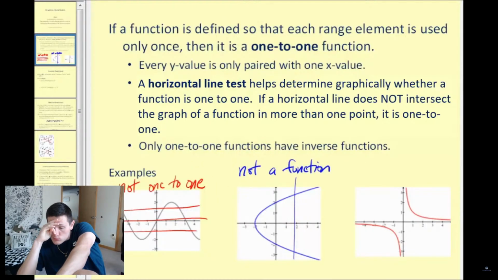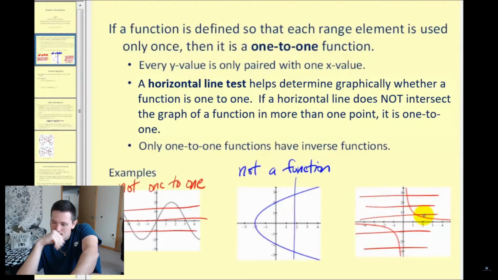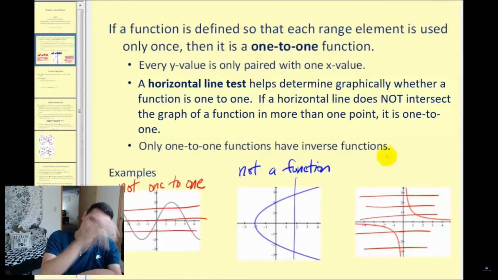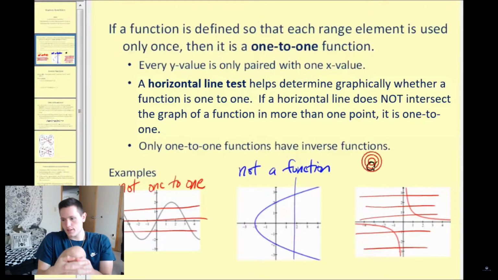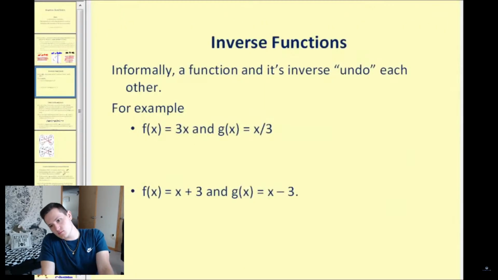So this last graph is the only function that is also a one-to-one function because these horizontal lines never intersect the graph in more than one point. So this is a one-to-one function, which means this function does have an inverse function. Well, now let's talk about what an inverse function is.